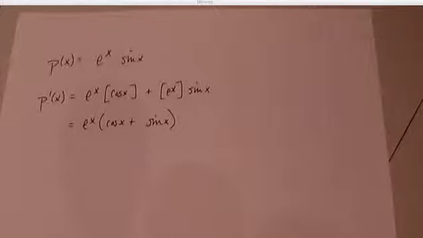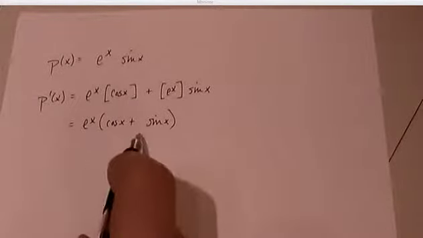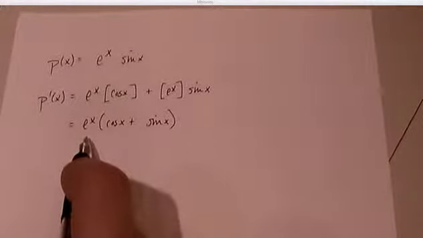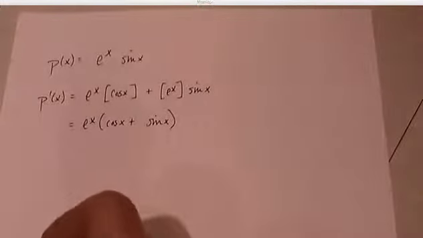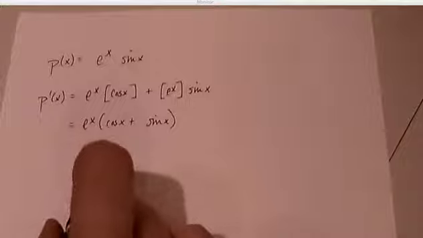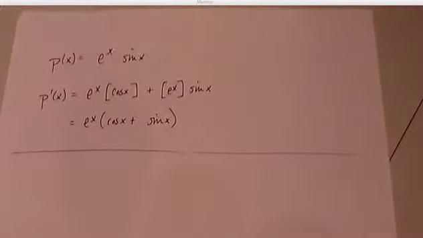You're just going to have to believe me. And you don't have to clean it up by factoring out the e to the x. You can, it doesn't really matter. So what we're going to do from here is a couple of examples of the quotient rule. Let me see if I can find a good one.